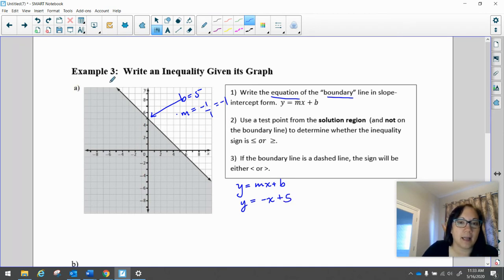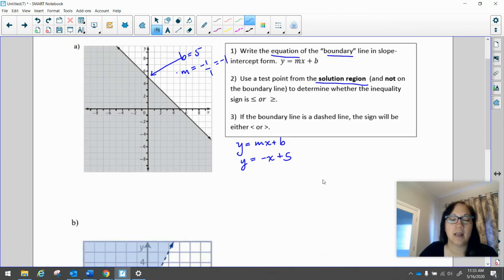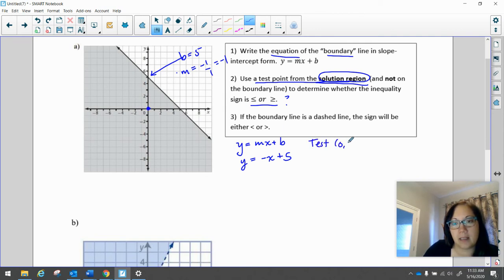So we have to decide. We have to have a test point and decide what's happening. So I'm going to test something that's part of the solution region, and that will actually give us what direction our inequality faces. Is it going to be a less than or an equals to? So when we don't know that, we use a test point from the solution region, so something from the shaded area. So luckily 0, 0 is available. So I'm going to test 0, 0.